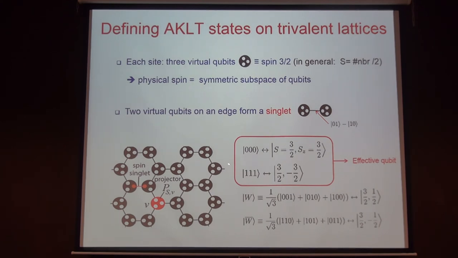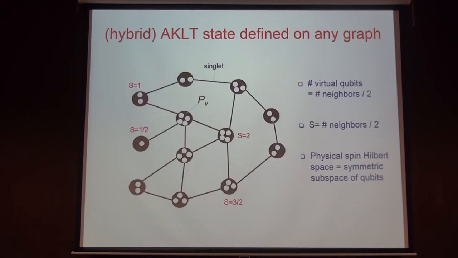But I just want you to notice that there's a subspace that looks like an encoded qubit, using 3 virtual qubits to encode 1 logical qubit. It can be defined on any graph, but with any graph, the spin magnitude can vary on different sites. For example, this is 4 qubits, it's spin 2. This is only 1, so it's spin 1. And this is spin 3/2, etc. And this, for example, is spin 1.